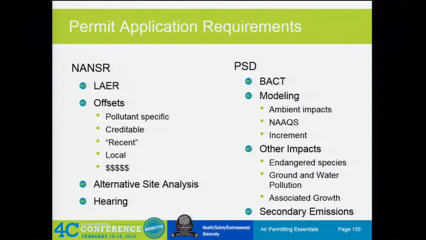All right. What it all comes down to is you could end up with a PSD permit and a non-attainment permit, depending on some criteria. Right.